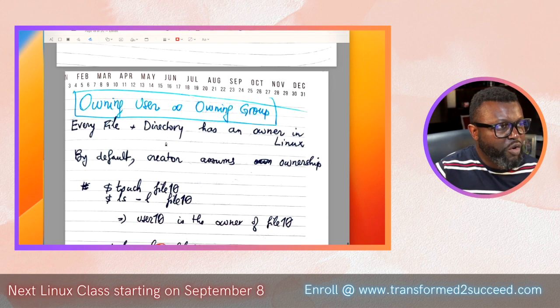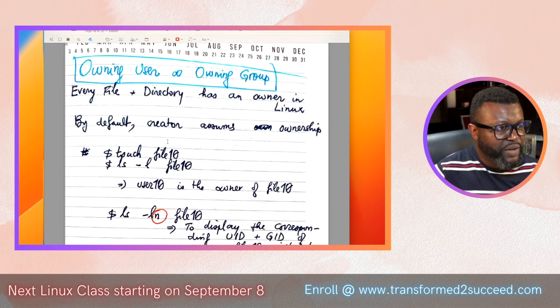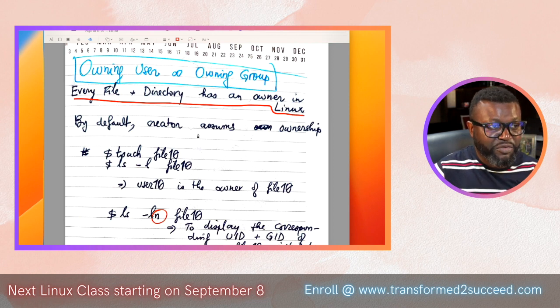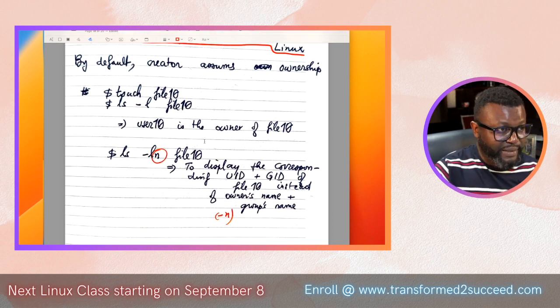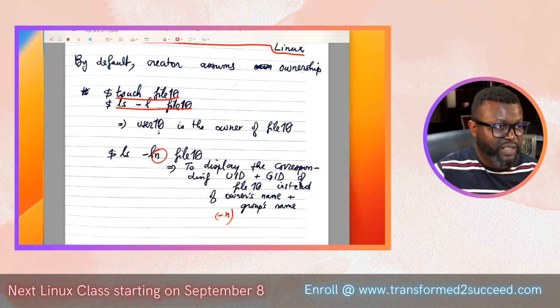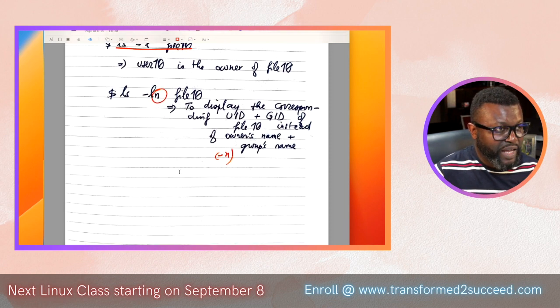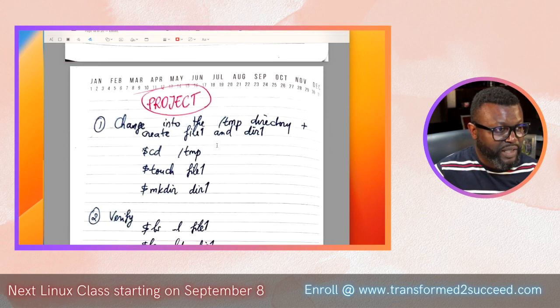So you do that. Now, owning user and owning group: every file and directory has an owner. This is what you have to keep in mind when it comes to Linux. By default, the creator assumes ownership of the file that they just created. You can verify. First you touch this, and then when you long list this, you're going to see that user 10 is the owner of this file. And when you do the dash ln, you're going to display the corresponding UID and GID of file 10 instead of the owner's name and group's name. I'll show that in a moment.